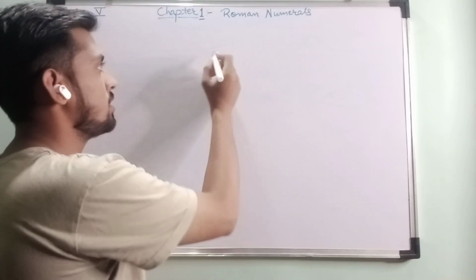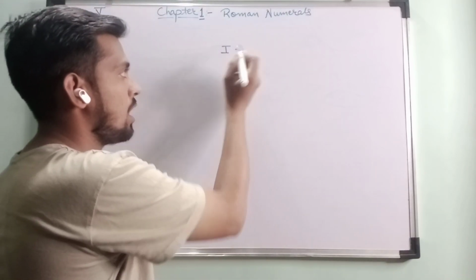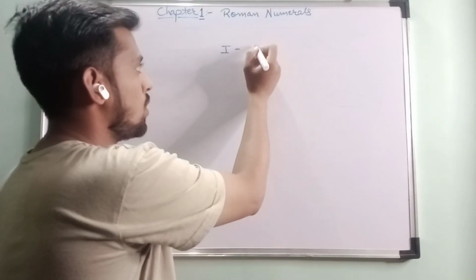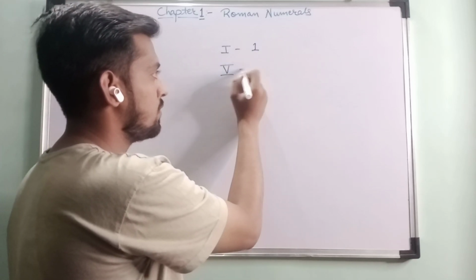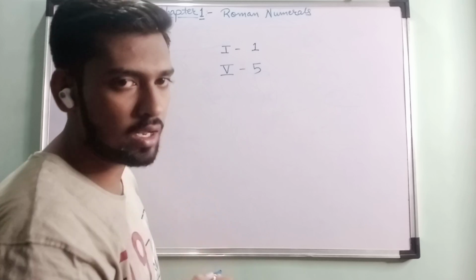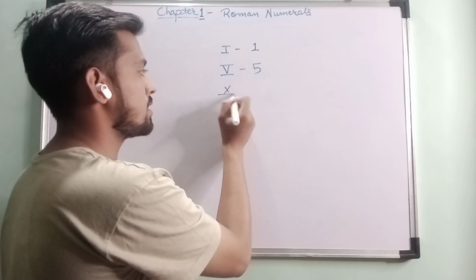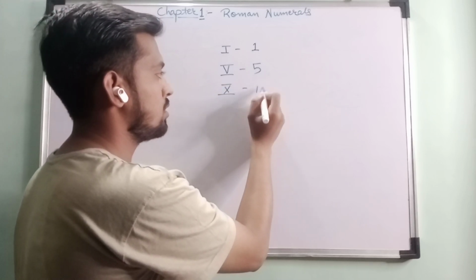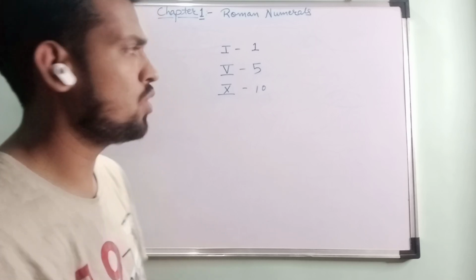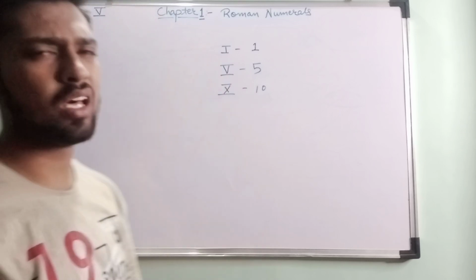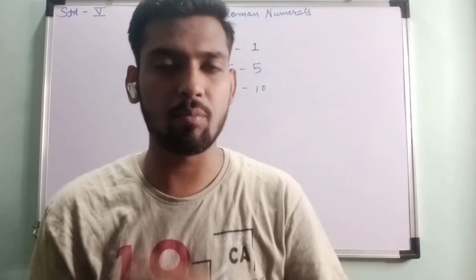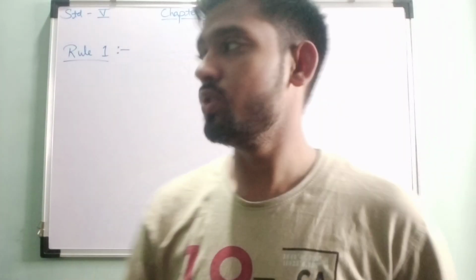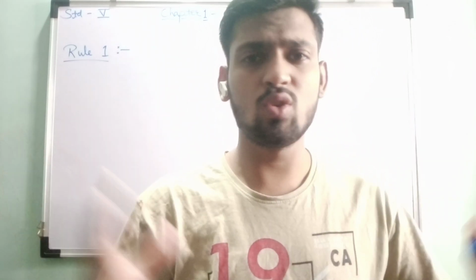The first thing is I. I stands for 1. Another one is V. V stands for 5, and then X. X stands for 10. So, for writing these symbols, there are 4 rules. We will go through the rules one by one. Let's see. So, rule number 1. What is rule number 1?